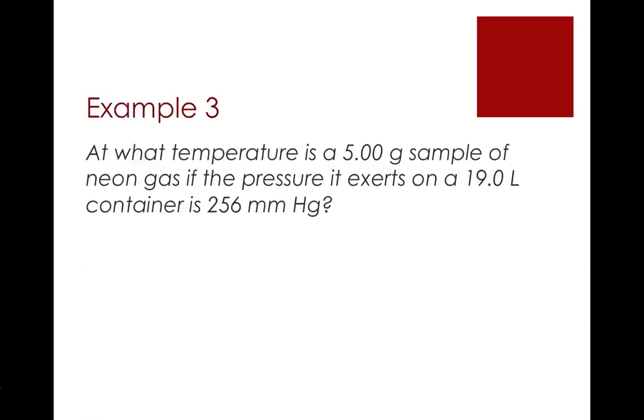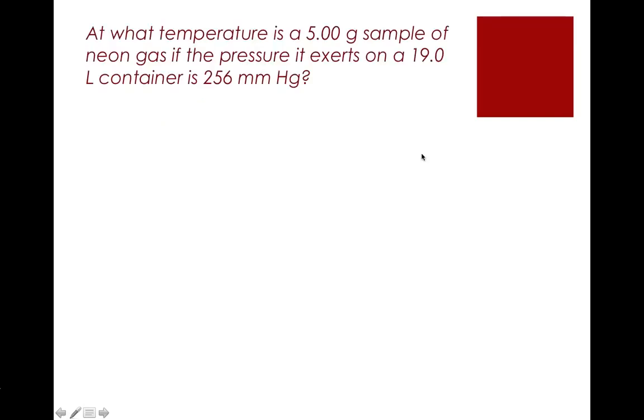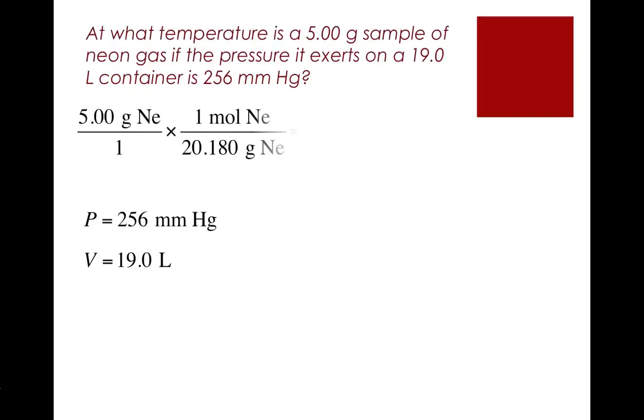All right, one last example problem. At what temperature is a 5-gram sample of neon gas if the pressure on a 19-liter container is 256 millimeters of mercury? Okay, we've got two problems here. First of all, you see the millimeters of mercury. We're going to have to make sure we take care of that. But the other problem in this question that we have to take care of is we normally measure the gas in moles, and this says grams. So our very first step in this problem is we are going to convert the grams of neon gas into moles. So I'm going to do that.